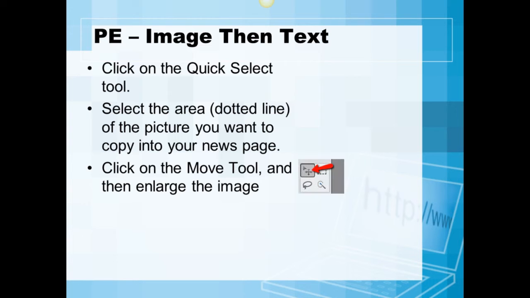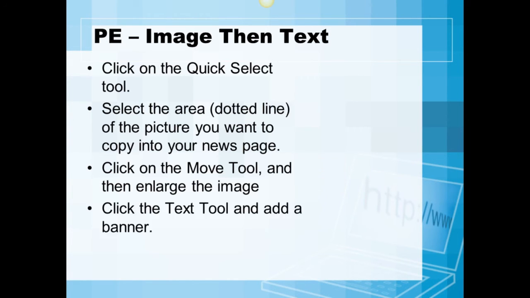So that's very important. After you've done that, click on the Move tool, which is to the upper left of the selection tool. And then move the image from that side to the news page. Now you'll find that the image will be smaller, so enlarge the image and then move it around.